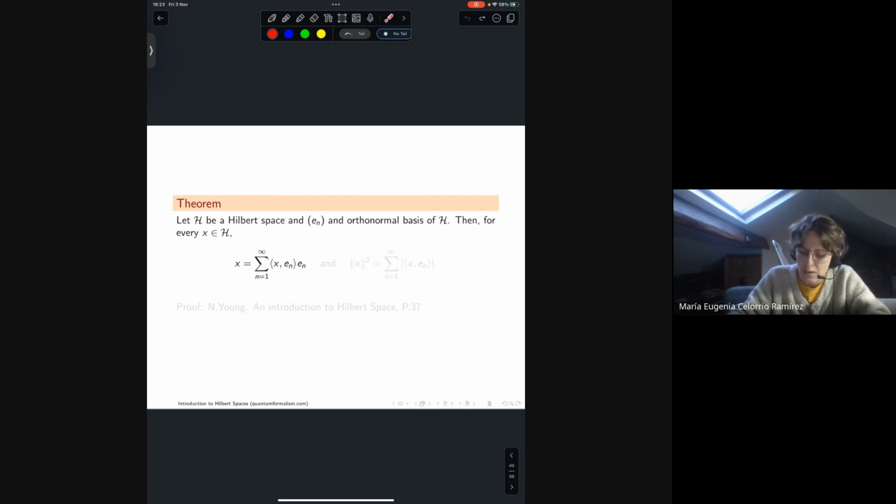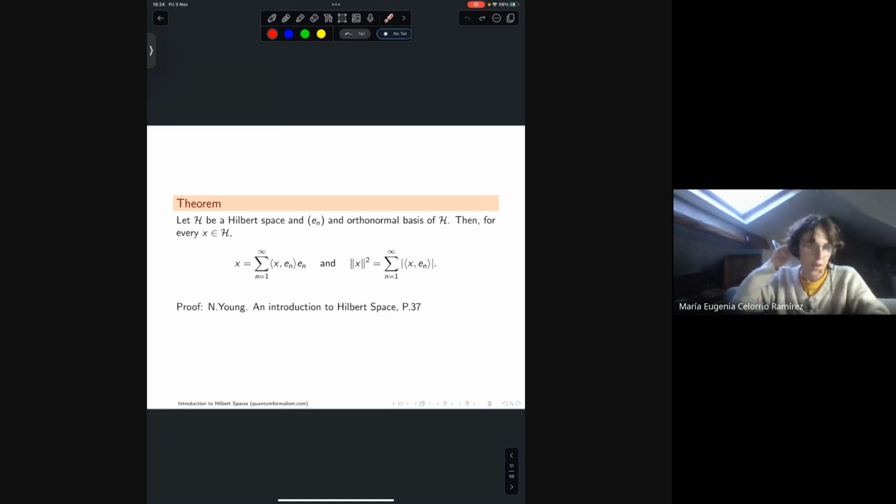And now, the dense set would be this orthonormal basis, because we can approximate any element in the Hilbert space by linear combinations of the orthonormal basis. On top of that, the norm of the elements of the Hilbert space can be given by this sum of the coordinates. So basically, if we have an orthonormal basis, we can describe every single element, and we can very easily find the norm of every single element.